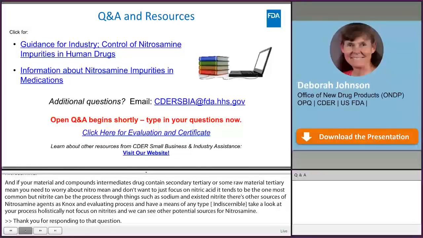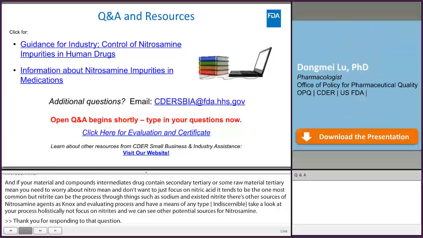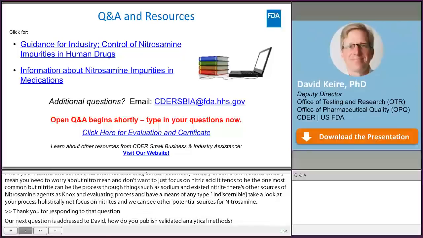Yes, so we've supplied a number of methods on FDA.gov. I think if you look in the slides, there are some links, and they'll lead you to where the methods are publicly available. In addition, there's one manuscript that was published in June in APPS-J about testing of metformin products. So hopefully those will be useful resources for people developing methods.